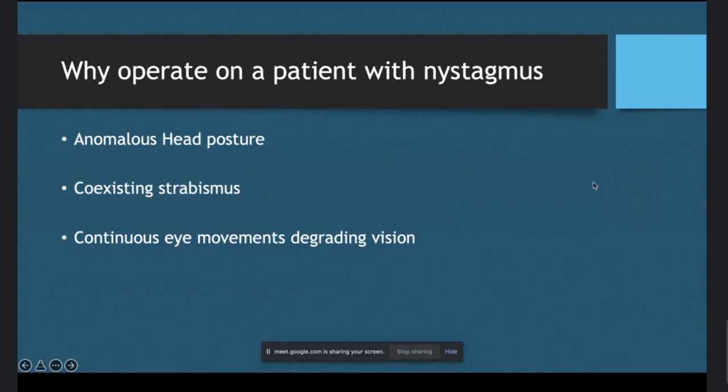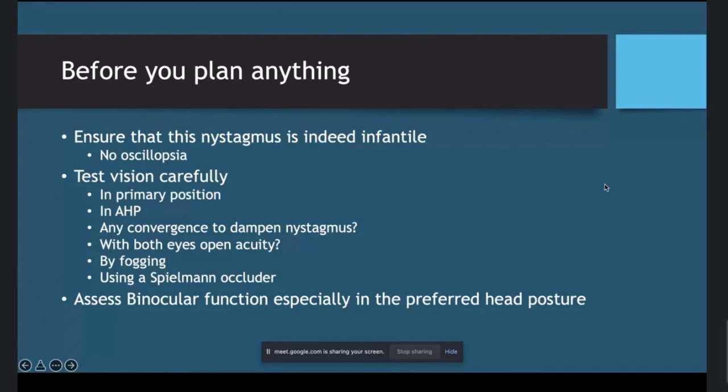Okay. Now we come to why operate on a patient with nystagmus, or do you only have to operate? No, there are other ways. We'll talk about other management also in a second. Usually you operate on a patient with nystagmus if they have anomalous head posture, like you saw in Sweetie, coexisting strabismus along with nystagmus, or sometimes just because the eye is continuously moving and degrading the vision. But before you plan anything, a few checklists.